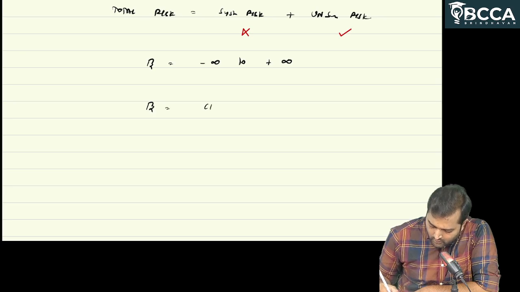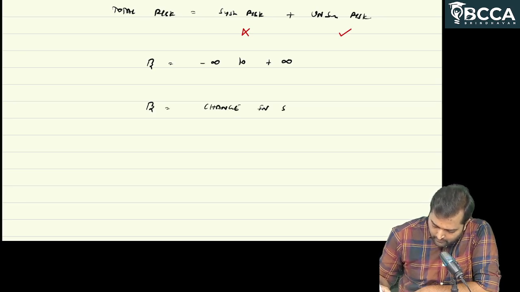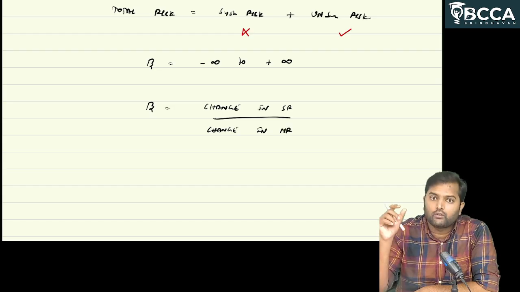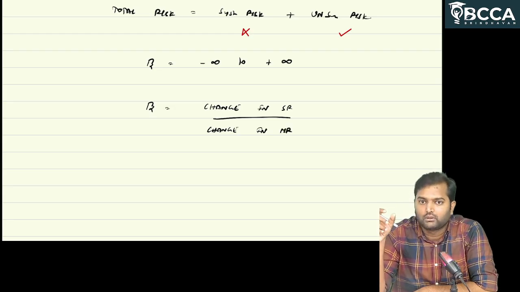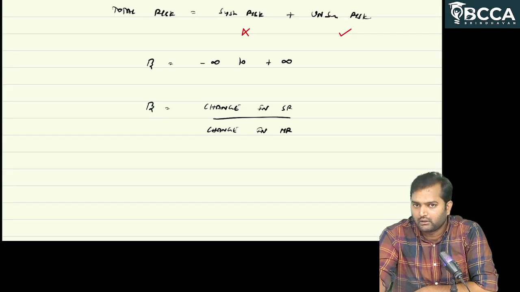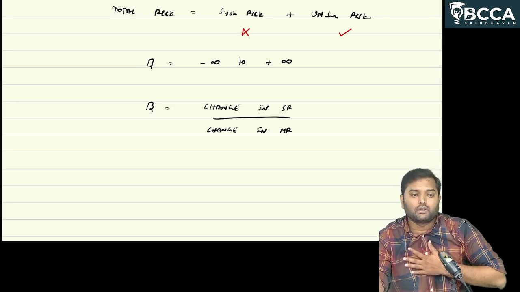So when only 2 periods data is given, beta is change in security return divided by change in market return. In the denominator, you will be taking market return because it denotes the responsiveness of a security return with respect to market return. Change in market return. So that's why in the denominator we take market return.